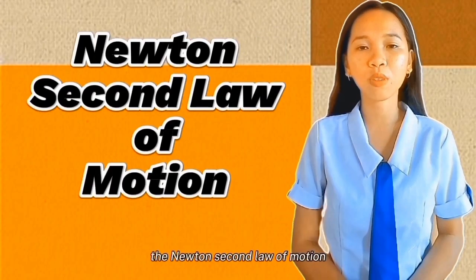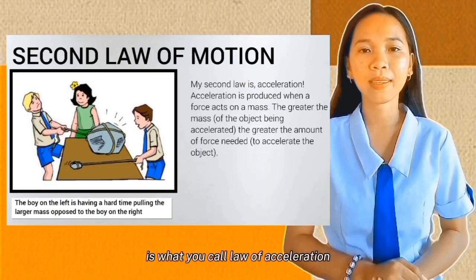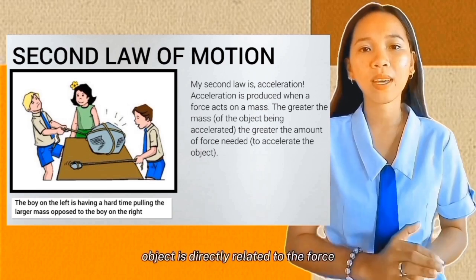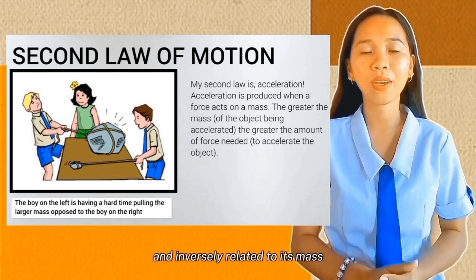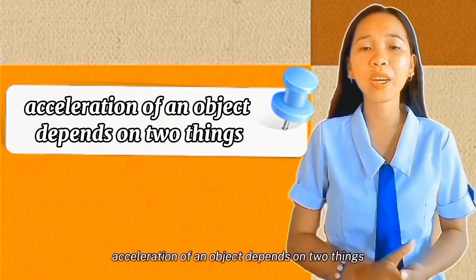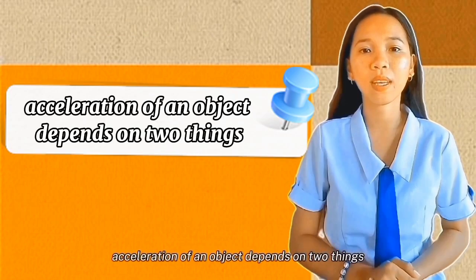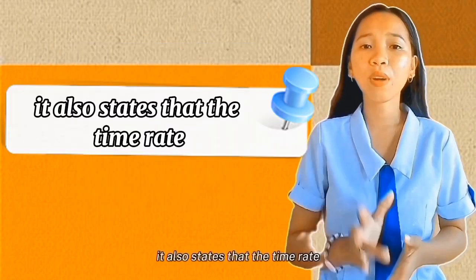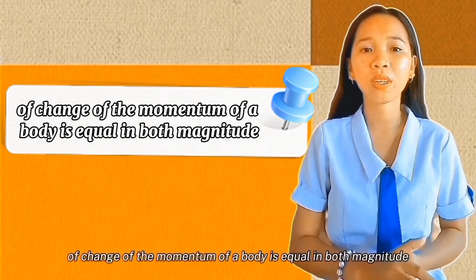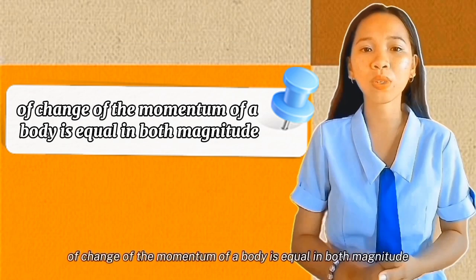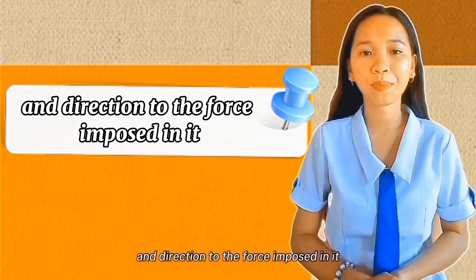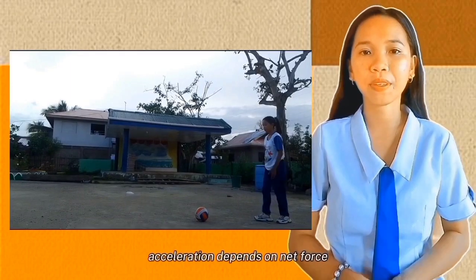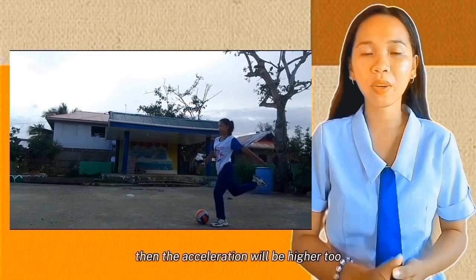Newton's second law of motion is what we call the law of acceleration. It states that the acceleration of an object is directly related to the net force and inversely related to its mass. Acceleration of an object depends on two things, the force and mass. It also states that the time rate of change of momentum of the body is equal in both magnitude and direction to the force imposed on it. Acceleration depends on net force. If the net force is higher, then the acceleration will be higher too.